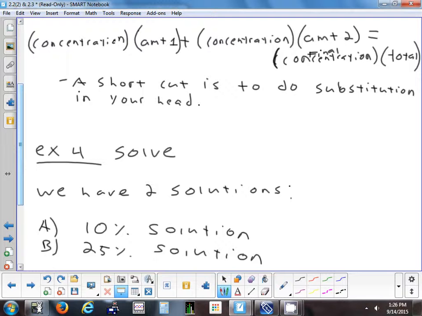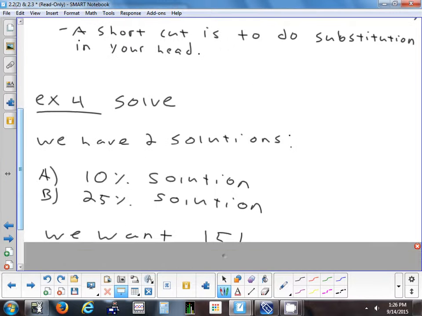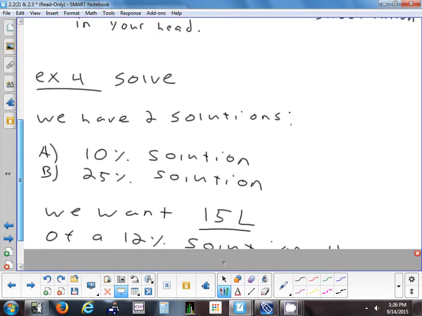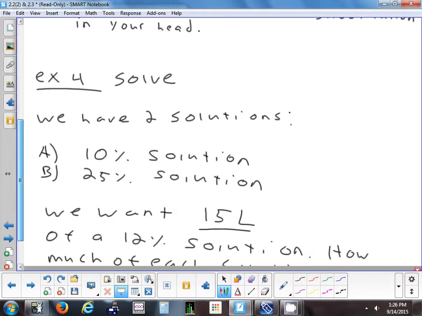All right, so the two solutions we're going to mix, one of them is 10%, one of them is 25%. We'll mix those together. And I want to end up with 15 liters when I'm done. And I want it to be a 12% solution. So how much of each solution do we need?